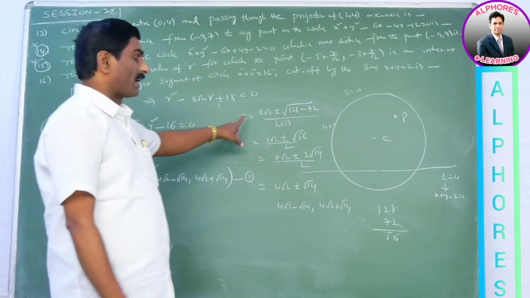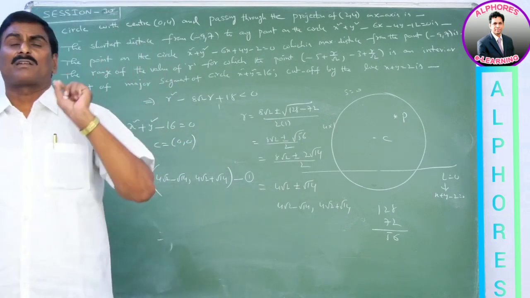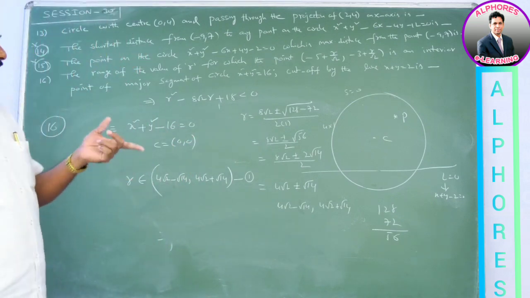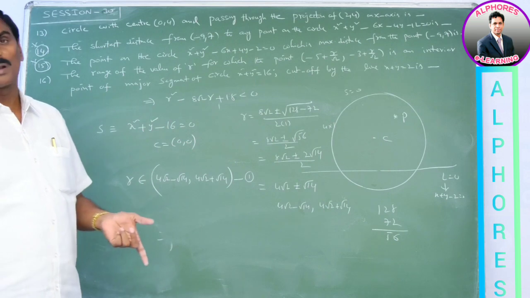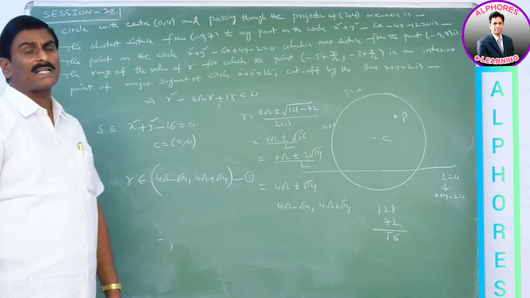Find the value of r by using minus b plus or minus root of b square minus 4ac by 2a. If x minus alpha and x minus beta is less than 0, what is the range of x? X belongs to alpha to beta. So, r belongs to 4 root 2 minus root 14 to 4 root 2 plus root 14.